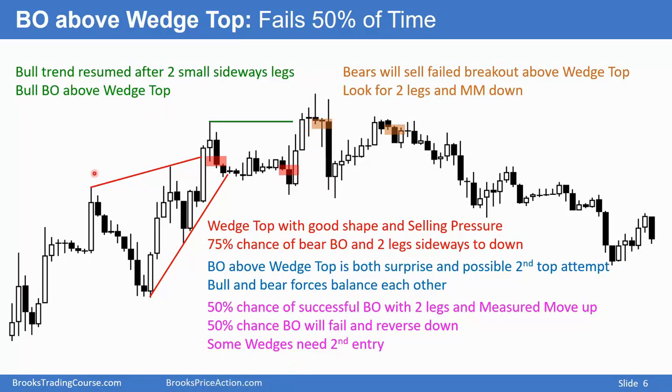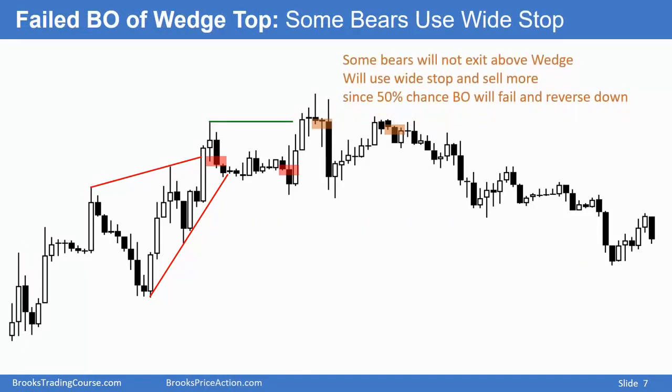You could also view this as a larger wedge, 1, 2, and 3. Some bears know that the probability is 50% if the market gets above this high. It's a 50% chance of a rally, and therefore they're willing to take the chance. They do not exit. They'll use a wider stop, and a lot of them will sell more at this high, betting that the bull breakout will fail. They know there's a 50% chance the bull breakout will fail.